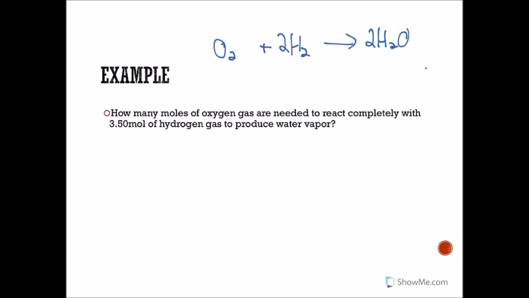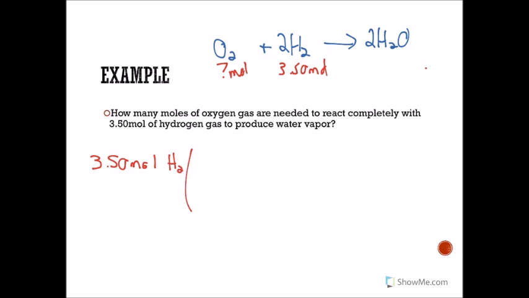Then we write our knowns and our unknowns. We ask how many moles of oxygen gas are needed to react completely with 3.5 moles of hydrogen gas. We have our knowns and unknowns. We start with our number in the question and convert to moles. It's already converted to moles, so we're good to go.